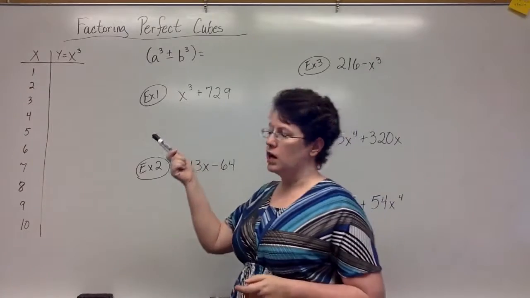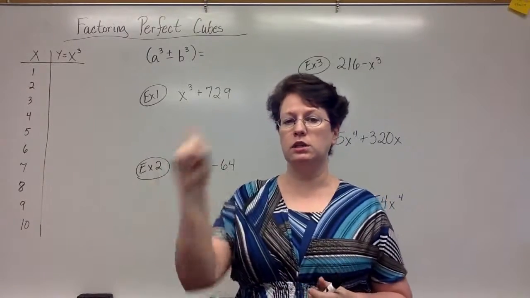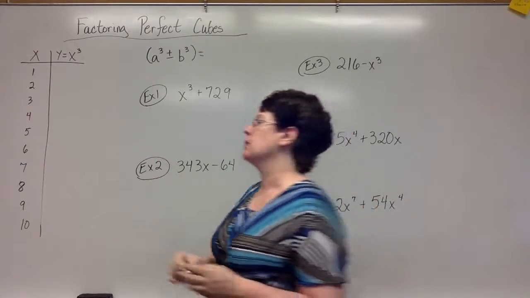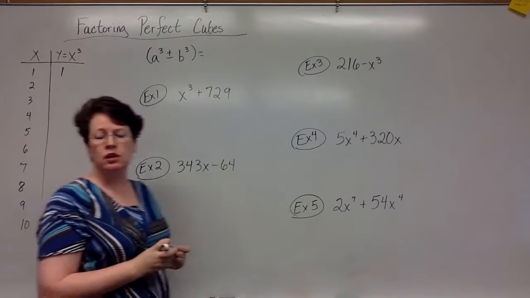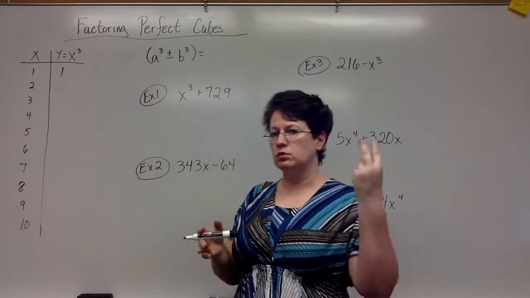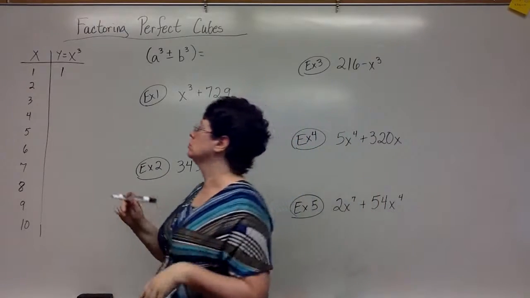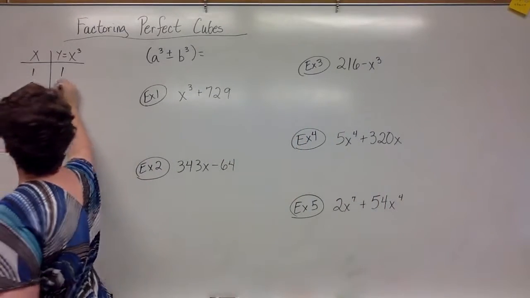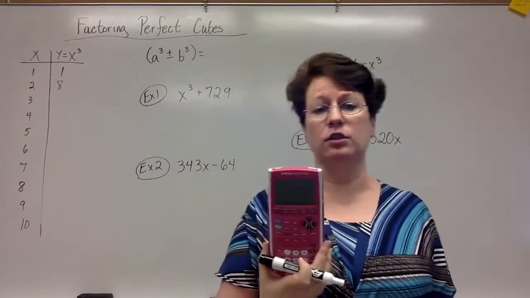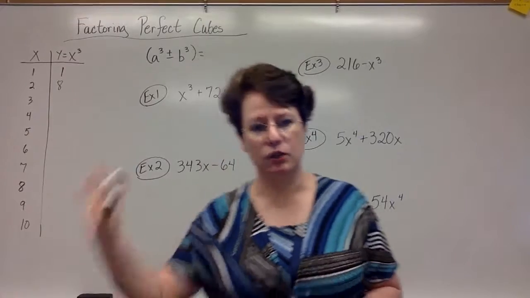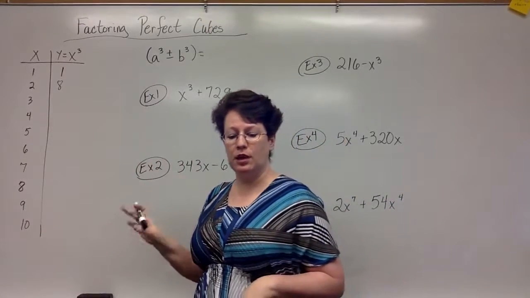So if I take 1 and cube it, that means 1 times 1 times 1, right? I get 1. Easy enough. What's 2 cubed? So 2 times 2 times 2. I would get 8. And for those of you who are super smart, you have probably taken your calculator and gone to y equals and plugged in x cubed so that you could get a table of the numbers.